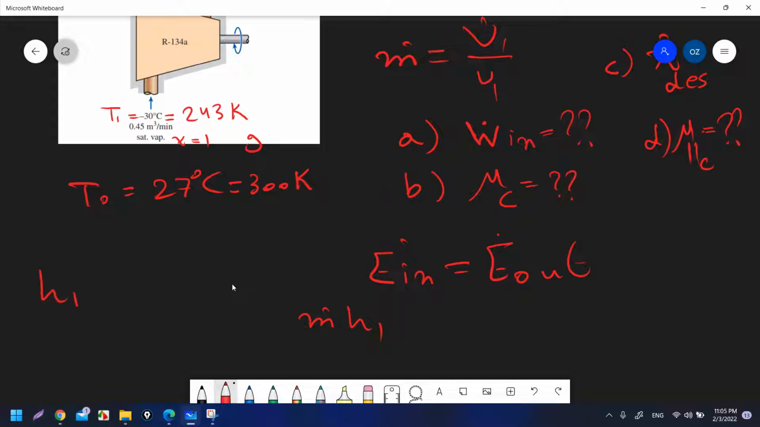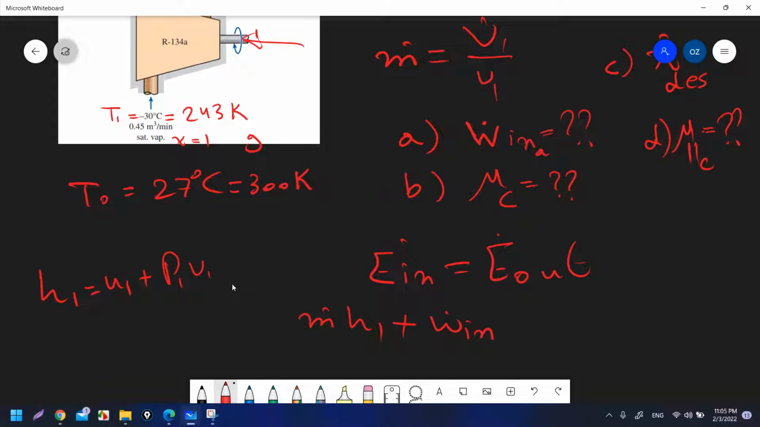Okay, because h1 is u1 plus rho b1 v1. Okay, that is why I am putting energy in m dot h1. Okay, also I have work power, the one that I want to find. Okay, so it is the work dot n.